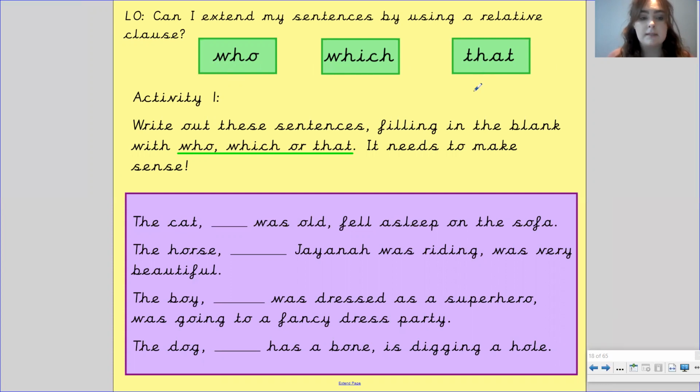When you are writing these out, please make sure you are using your capital letters, you are using punctuation, and that your handwriting is neat and cursive. So pause the video here if you are completing this activity.